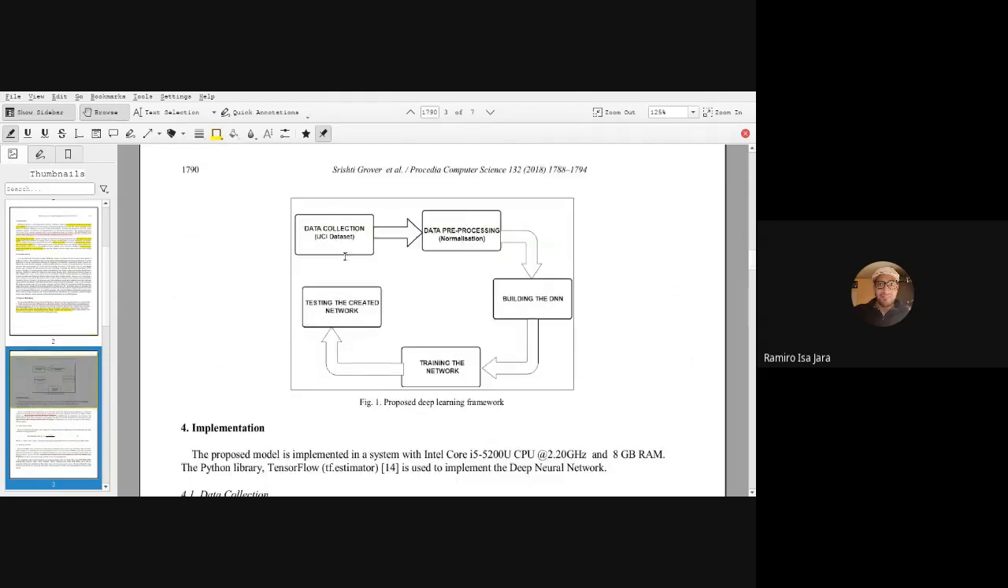The block diagram is described in this image. For example, the first stage is data collection. The preprocessing of data plays an important role in this case because the audio files are preprocessed and filtered in order to reduce the noise. The next stage is building the deep learning algorithms. The next stage is training the network, and finally, testing and creating the evaluation as a final stage.